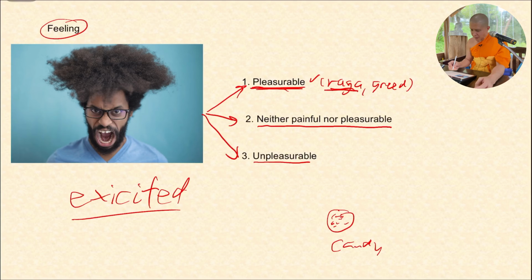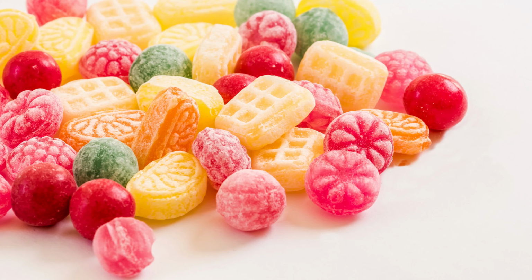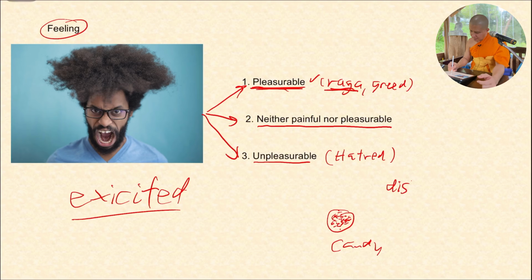What about unpleasurable feeling? Also very similar. Unpleasurable, okay, comes from hatred. Underneath that, it has hatred, just like the candy. It looks nice, it looks beautiful, but it's harmful inside. Something you don't like, okay, pleasurable, something you like, and dislike. Neither painful nor pleasurable. Again, this also comes with delusion.